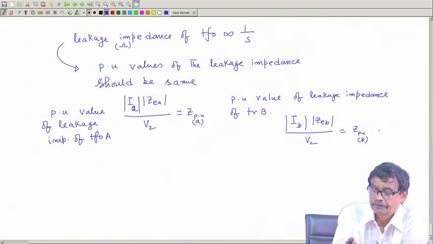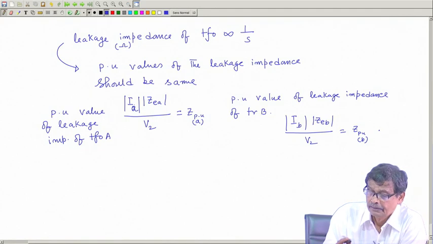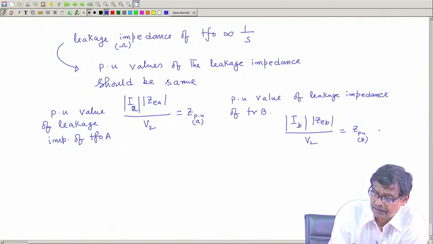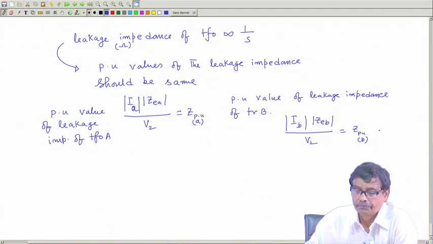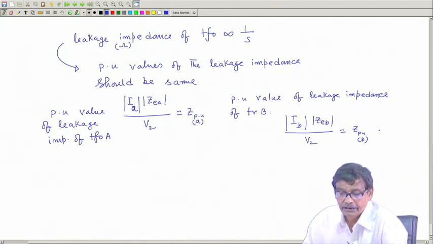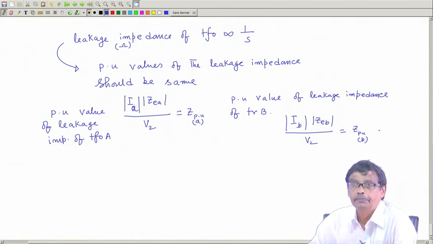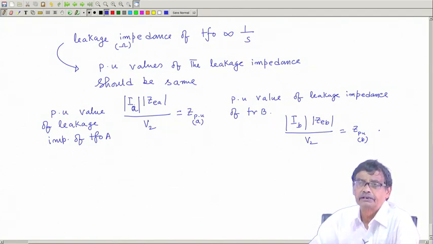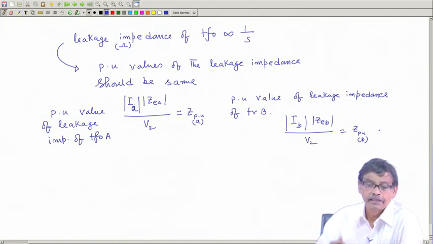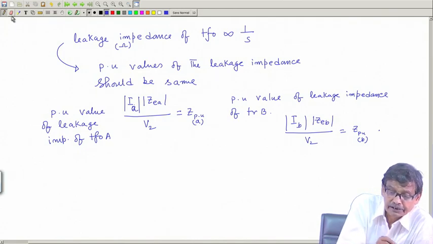So, we have gone through. Now, the last thing I will tell about the parallel operation of transformer is what happens if it is a 3-phase transformer, because after all in our power system it is all 3-phase transformer. So, I write down these conditions once again.